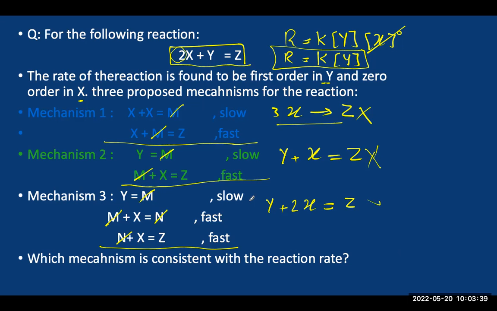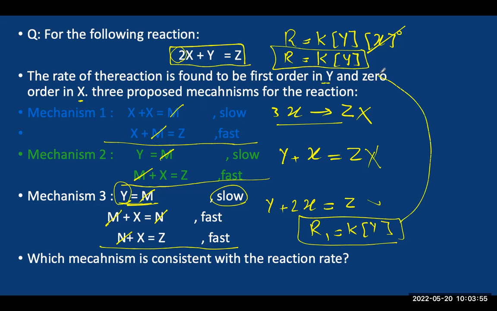We will go for the slow step. This is the slow step here, and we will write the rate for the slow step. So the rate for the slow step will be equal to k times the concentration of the reactant. We have only one reactant here, which is Y, so k times the concentration of Y. And again, this one is the same as the rate of the reaction. So the third mechanism is the most consistent with this reaction.